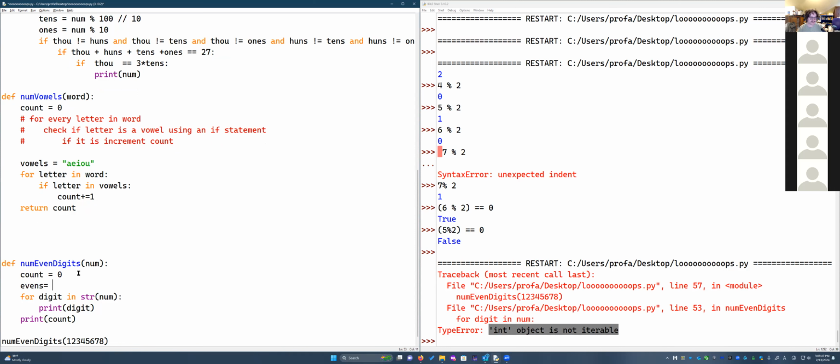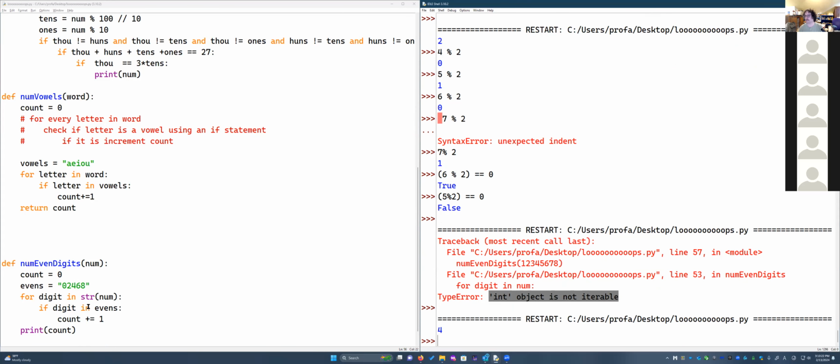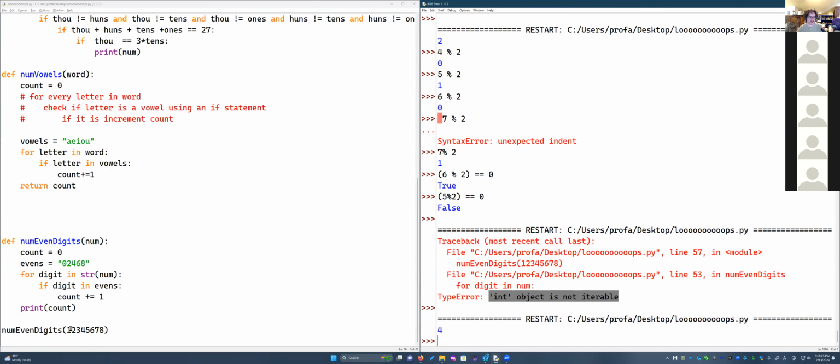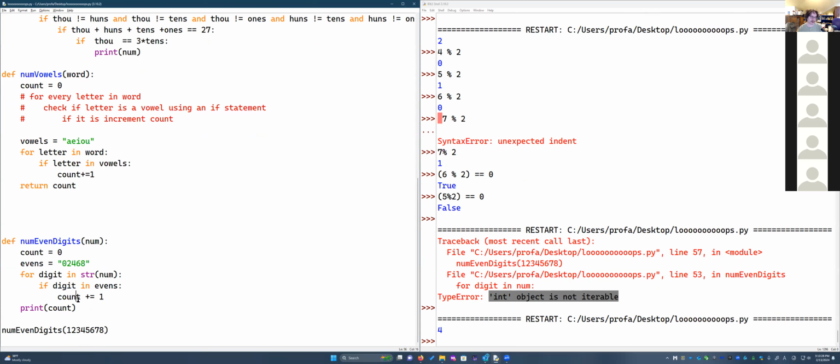Okay. Evens is equal to, so what are the even digits? 0, 2, 4, 6, 8. Those are the even digits, right? So for digit in string number. This turned it into a string, so I can iterate over it now like it's a string. If digit in evens, count plus equals 1. There we go. 2, 4, 6, 8. So yeah, there's 4.